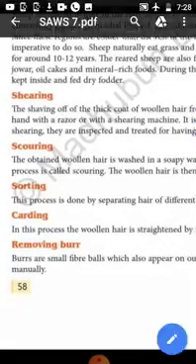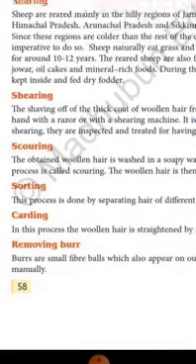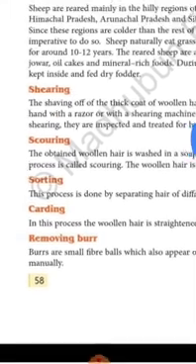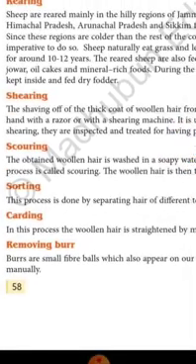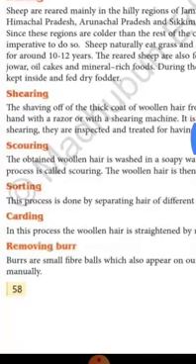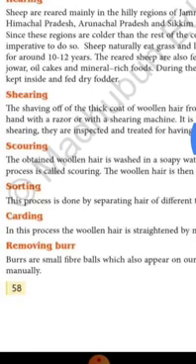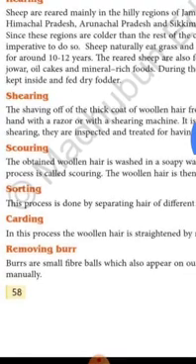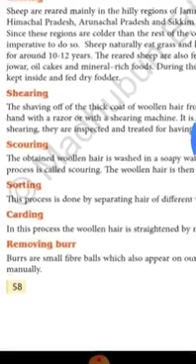After shearing, scouring. Scouring means cleansing. The fleece of sheep contains a lot of dust, grease, dried sweat, etc. So in scouring, the obtained woolen hair is washed in a soapy solution in a tank, and this process is called scouring. The woolen hair is then dried with dryers or rollers. So the fleece should be clean before it can be processed into woolen yarn. So that is called scouring.